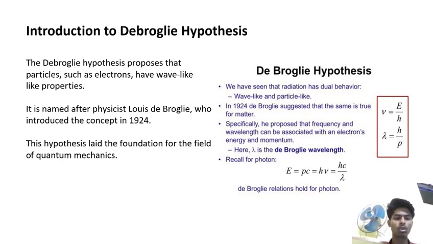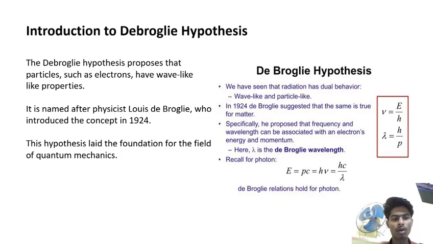De Broglie's hypothesis proposes that particles such as electrons have wave-like properties. We know that electrons have particle nature, but the scientist de Broglie said that electrons also have wave nature. It means it has dual nature, particle and wave.